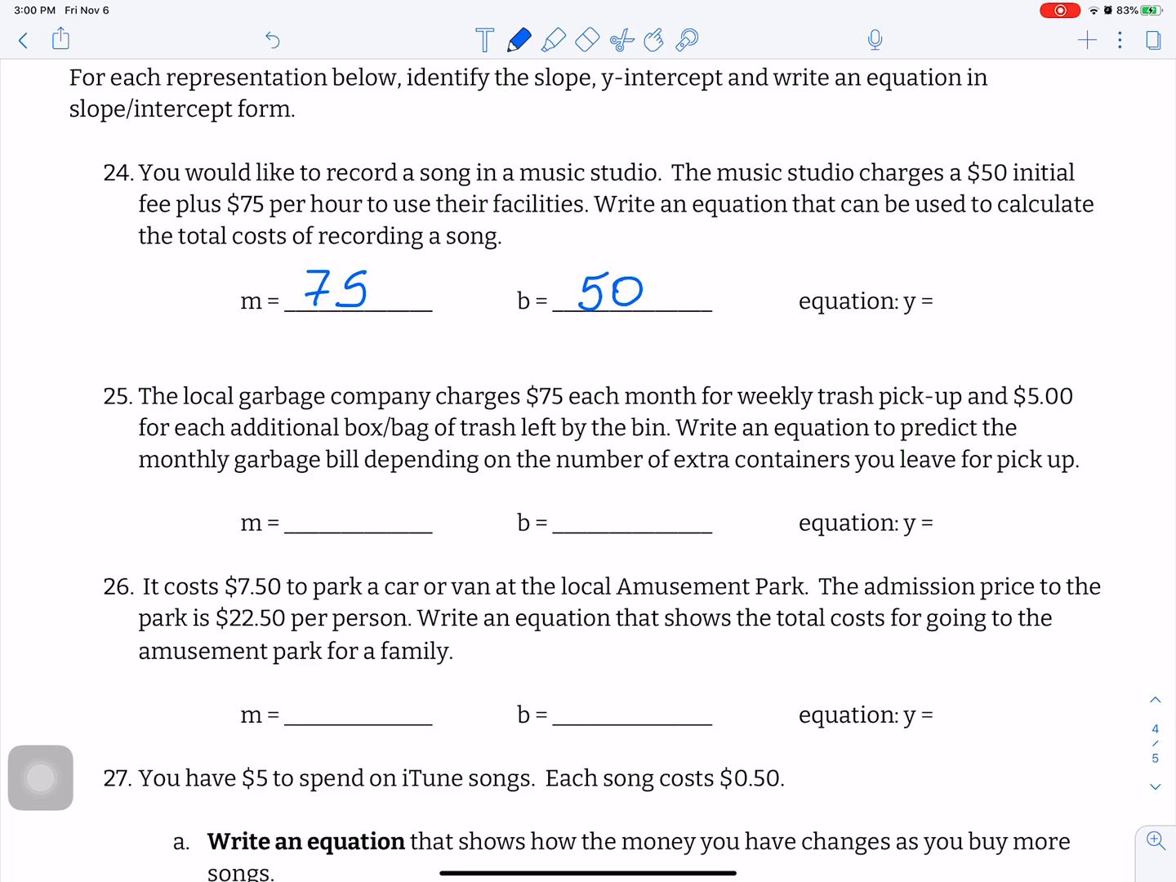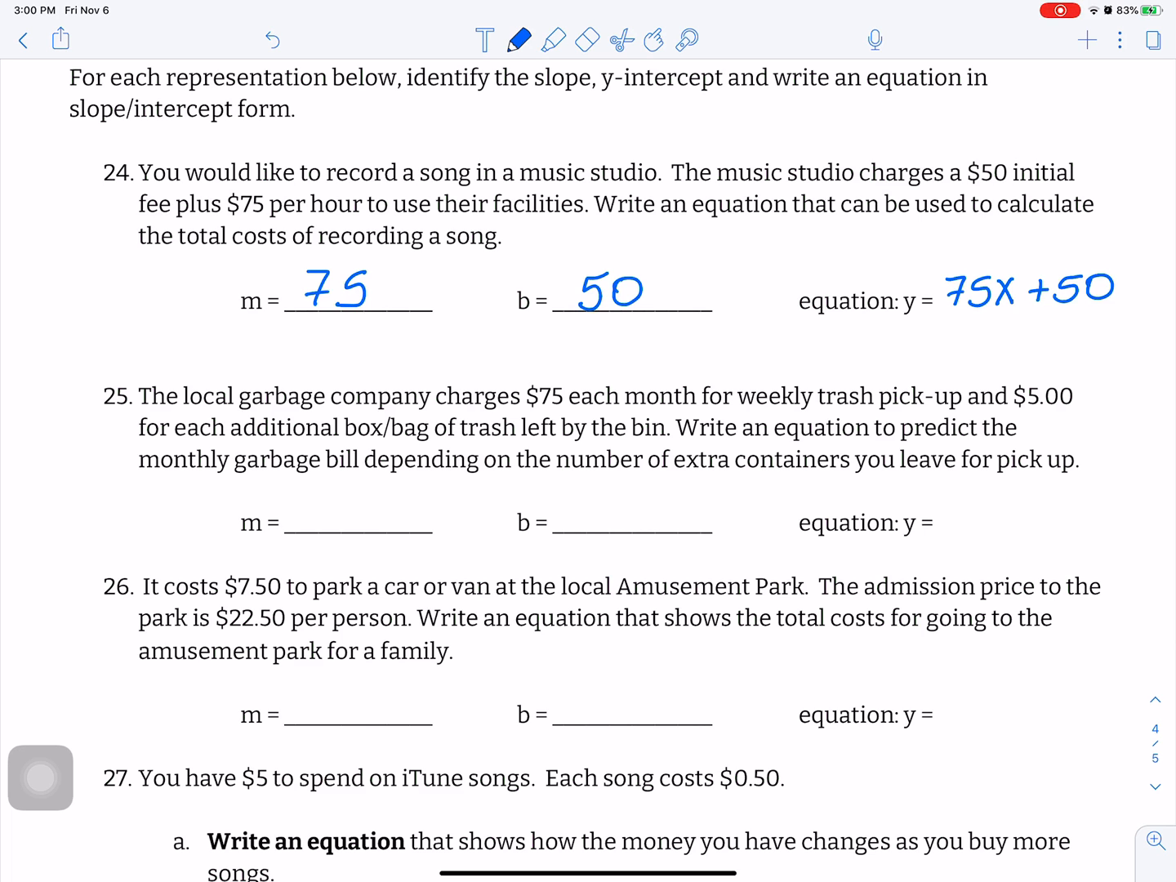And then we need an equation that can be used to calculate total costs. So 75x plus 50. We're going to do one more, and then again, you can check your answers. The local garbage company charges $75 each month for weekly trash pickup and $5 for each additional bag or box of trash left by a bin. Write an equation to predict the monthly garbage bill depending on the number of extra containers you leave for pickup.